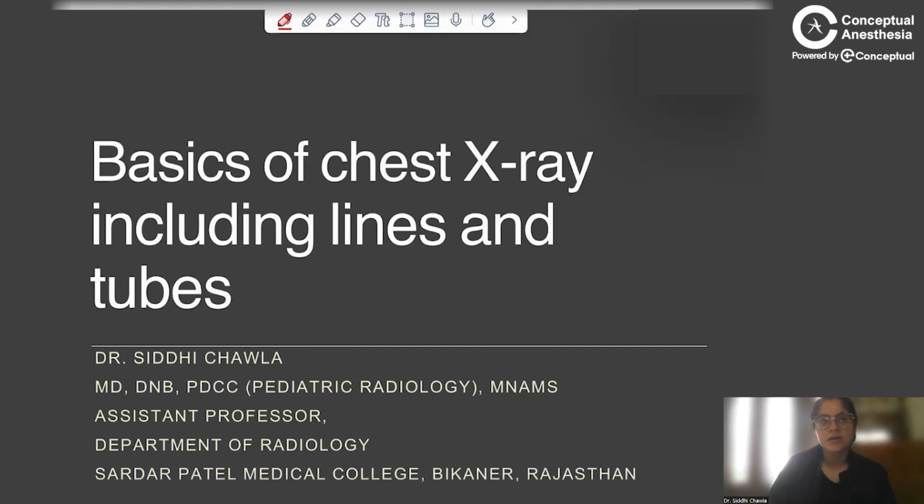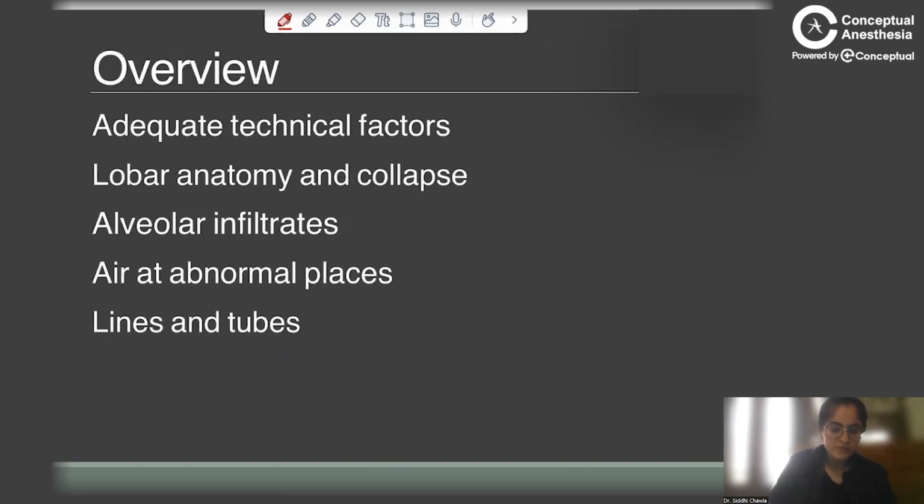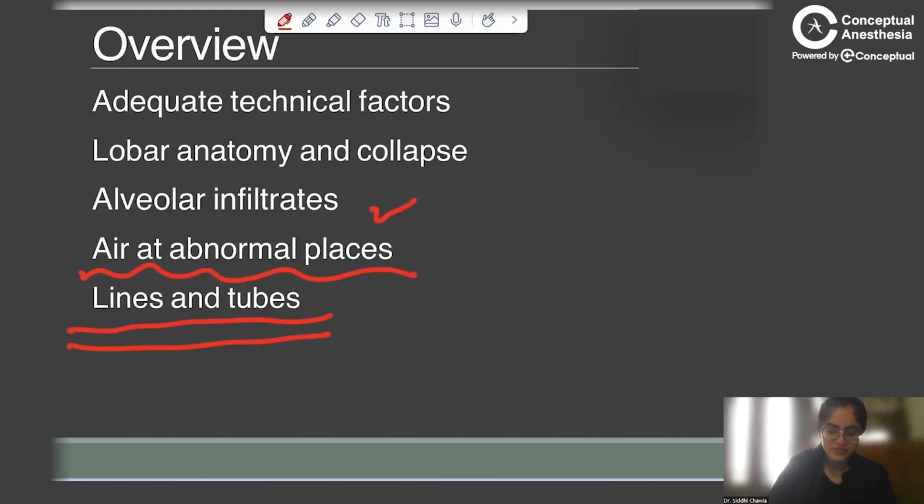So today, I've been given this opportunity to cover the basics of chest X-ray, including the lines and tubes that are important for you. So I hope I do complete justice to it. So, an overview: what are we going to actually cover? We will be covering the adequate technical factors, the lobar anatomy, and the imaging of collapse, the alveolar infiltrates, and some air at abnormal places, and the various lines and tubes that you come across basically in your ICU setting, right?